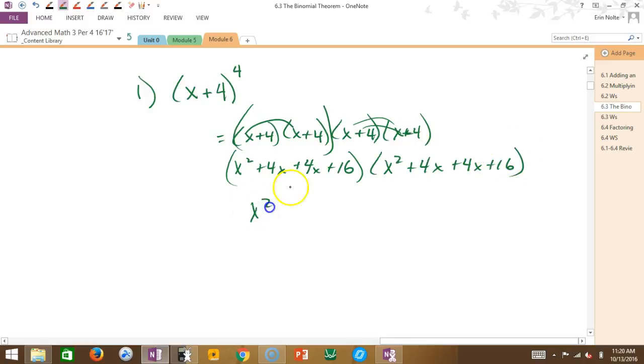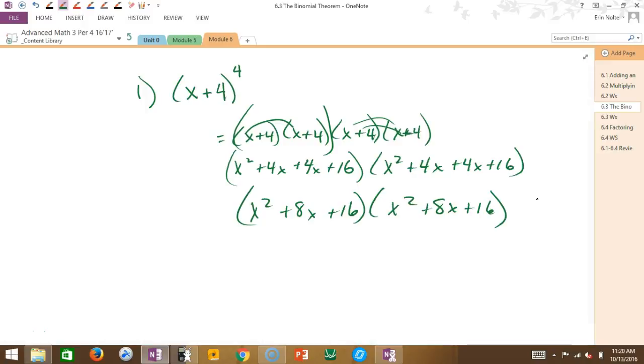So that would be, if I simplify, and then FOIL those together. Should I keep going? I can if you want me to. No? Nobody wants me to keep going? I can. Oh, let's just do it.